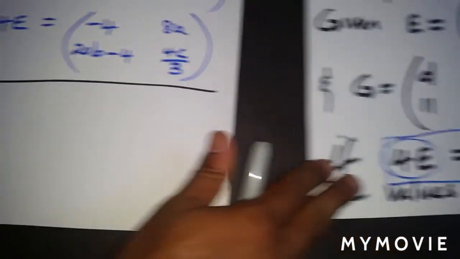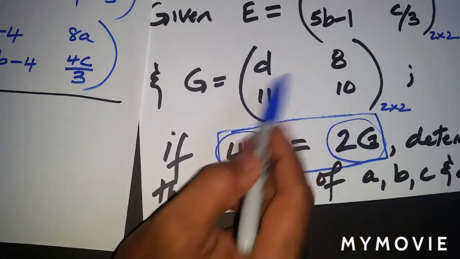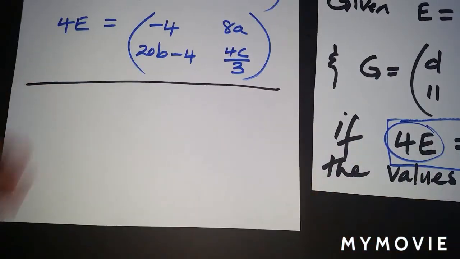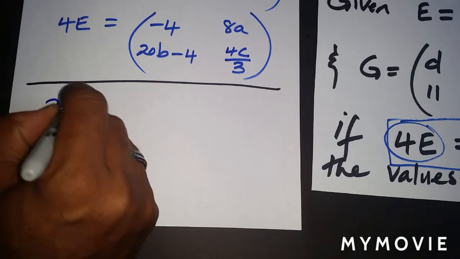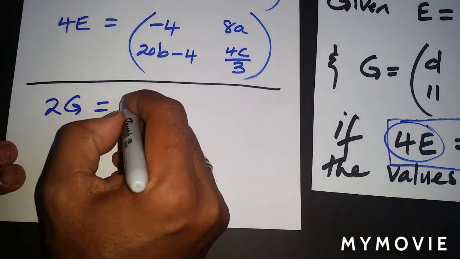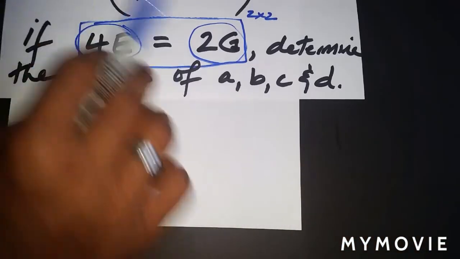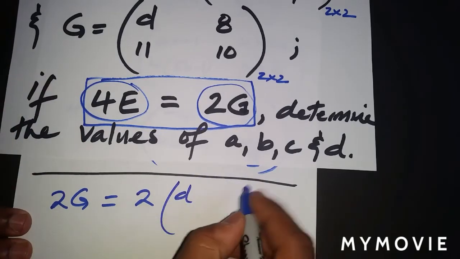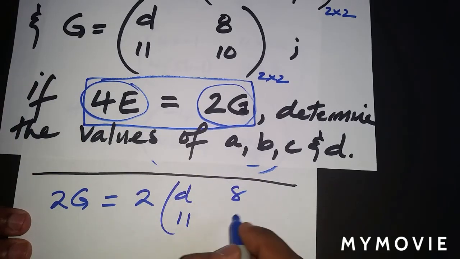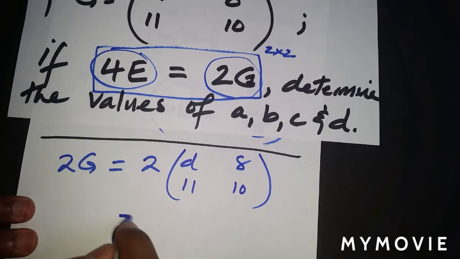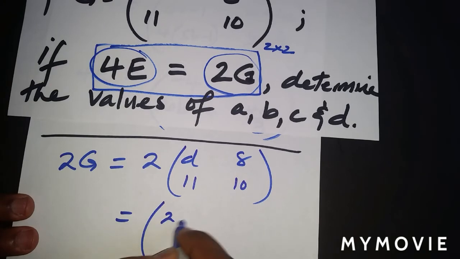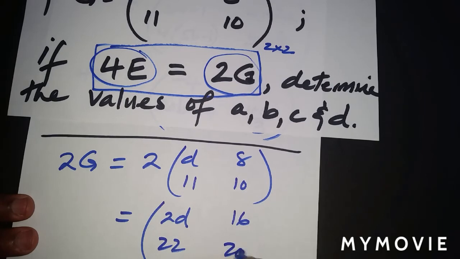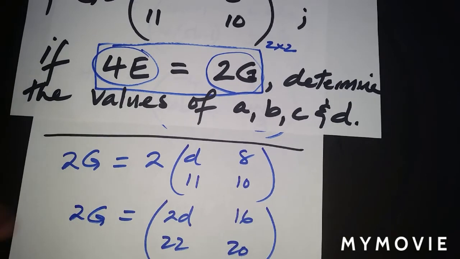The next thing we need to find is 2G, which means we're multiplying matrix G by 2. So let me just get that done here. So 2G now would mean we're multiplying matrix G by 2, and matrix G is that. So it means 2 times D, 8, 11, and 10. So each of these elements here will be multiplied by 2. So obviously 2 times D is 2D, 2 times 8 is 16, 2 times 11 is 22, and 2 times 10 is 20. And that is what 2G is.